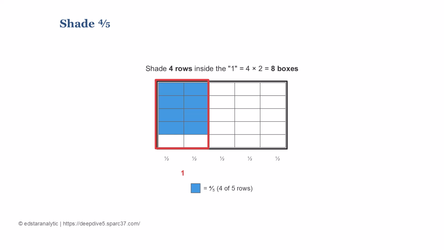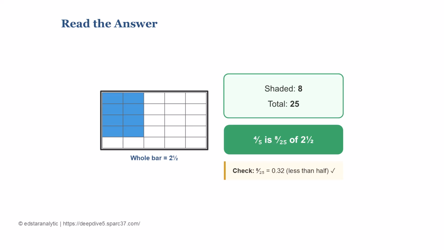So what's the big reveal? It's honestly just about counting at this point. How many boxes did we shade? Yep, 8 of them. And how many boxes are there in the entire thing, the whole bar? 25. That's it. 8 and 25. Those are our magic numbers.